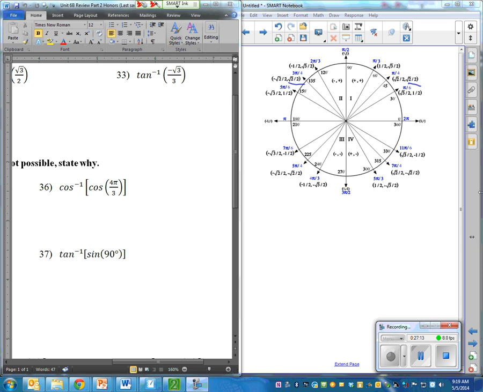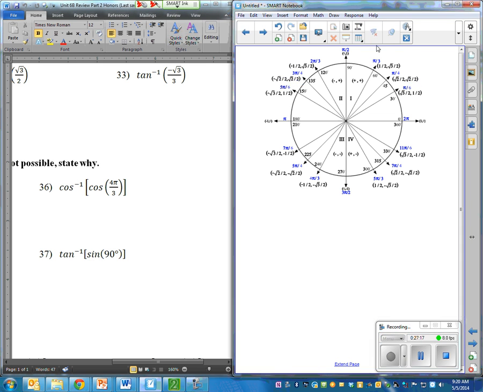Okay, number 36, we have 4 pi thirds. If you're looking at 4 pi thirds, here it is right here, and we're looking at the cosine value. The cosine value right here is negative 1/2. So we have to find the other angle where the cosine is negative 1/2. Cosine is also negative 1/2 right here. So we're really taking the inverse cosine of negative 1/2.